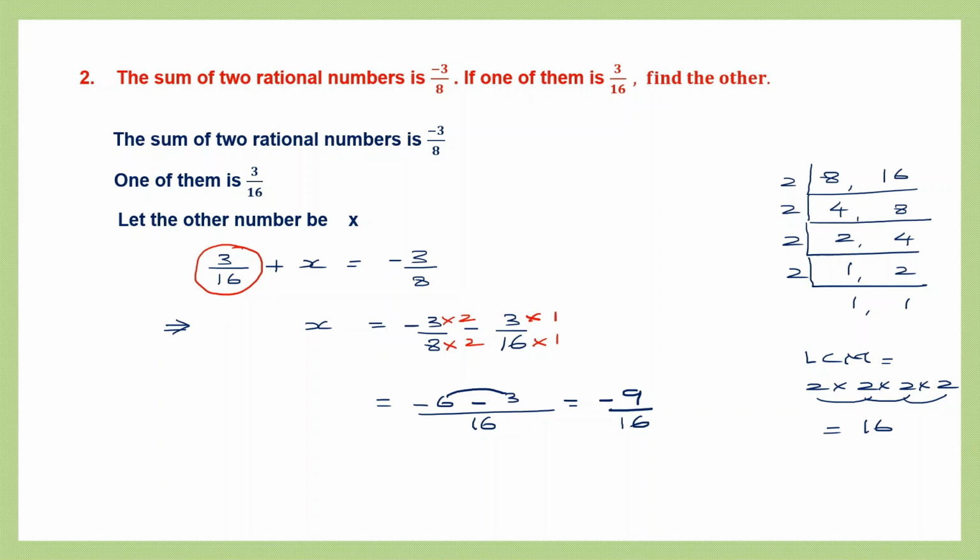So we have found the value of x. X is equal to minus 9 by 16. And what did we say x is? We said x is the other number. So we have found the other number to be minus 9 by 16.